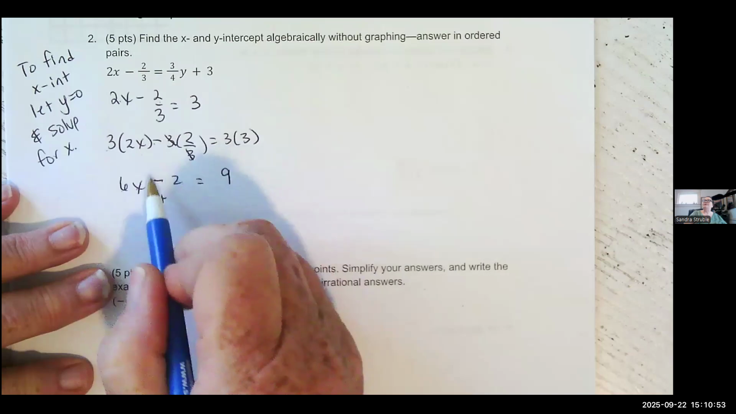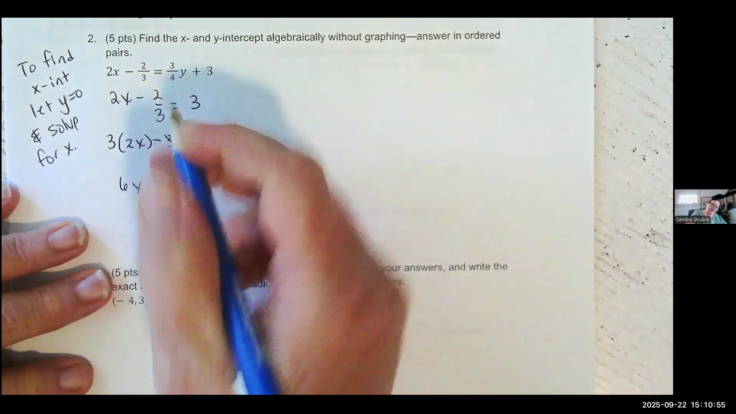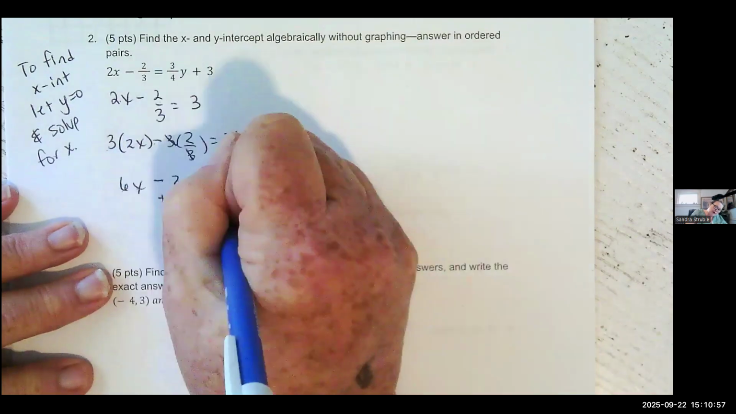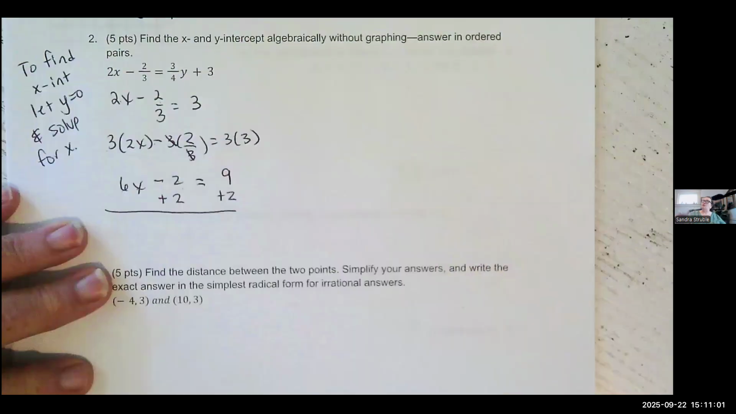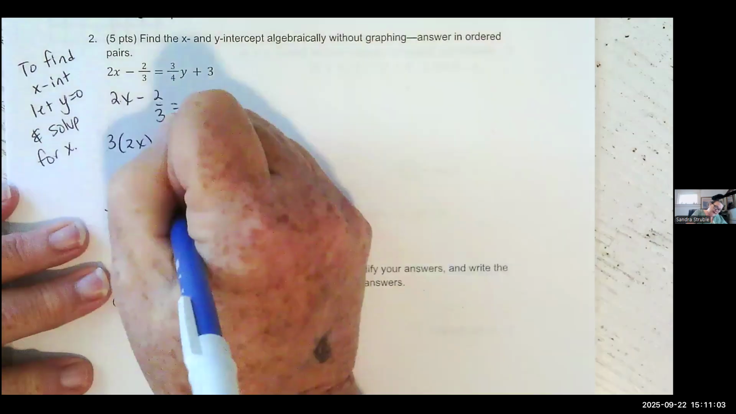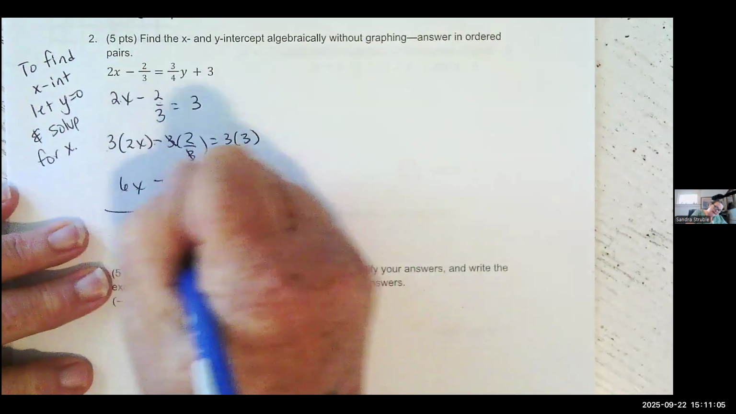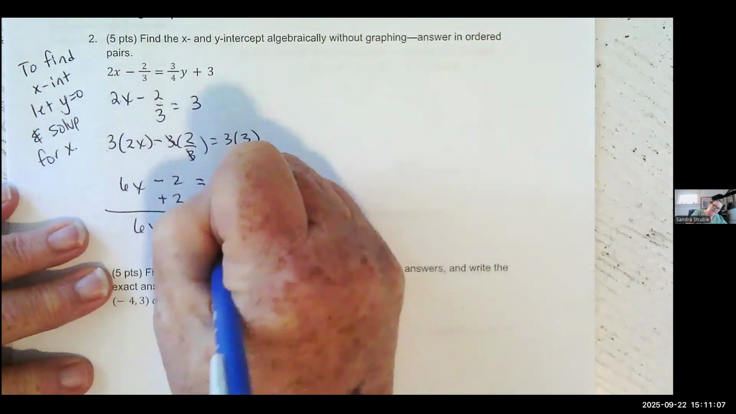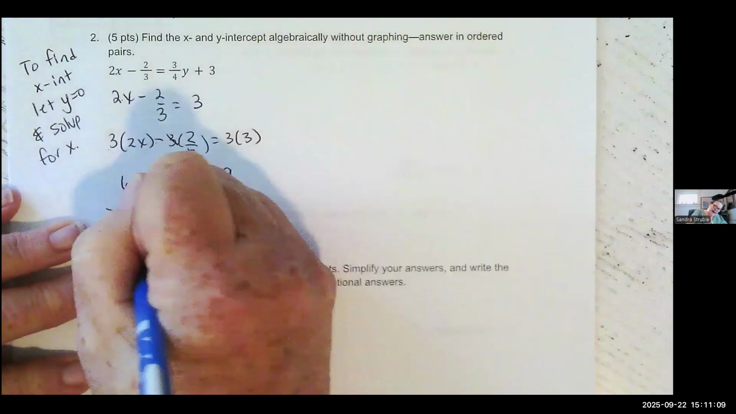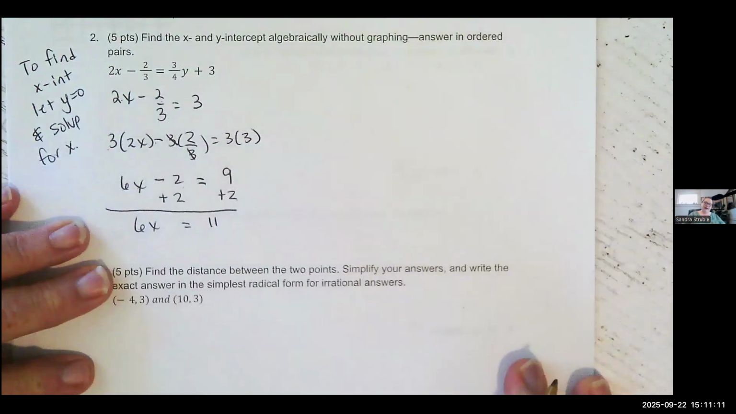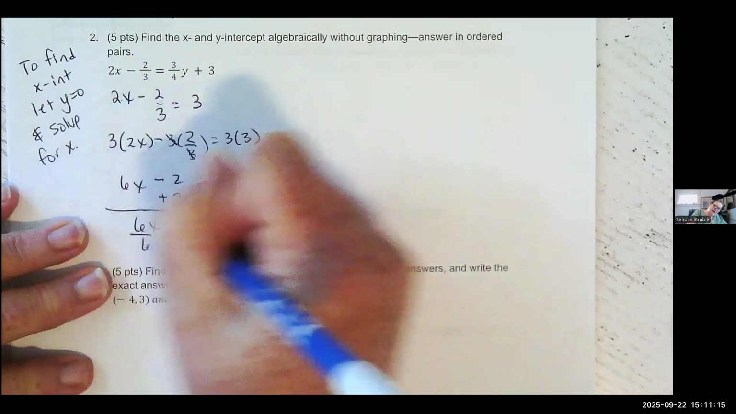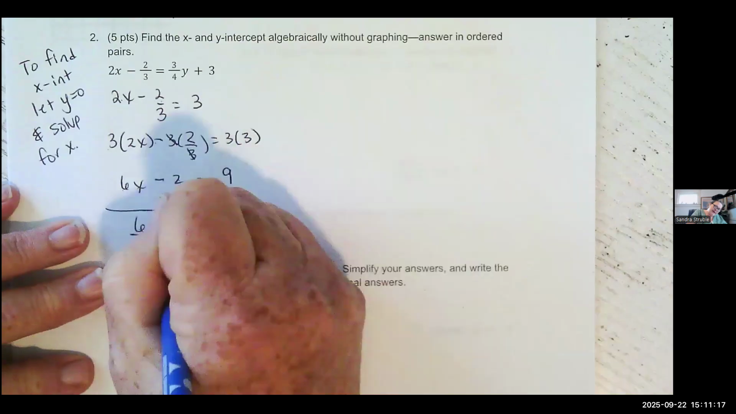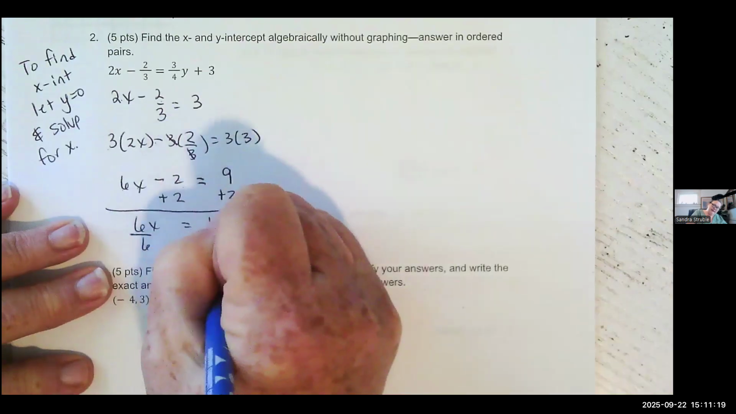We have to get rid of the 2 first. So we have to add 2 to both sides of this equal sign. You can't do one thing to one side and not the other. So this becomes 6x is equal to 11. All right. And then lastly, 6 is attached to x by multiplication. The opposite of multiplication is division. So I must divide both sides by 6. And x is equal to 11/6.